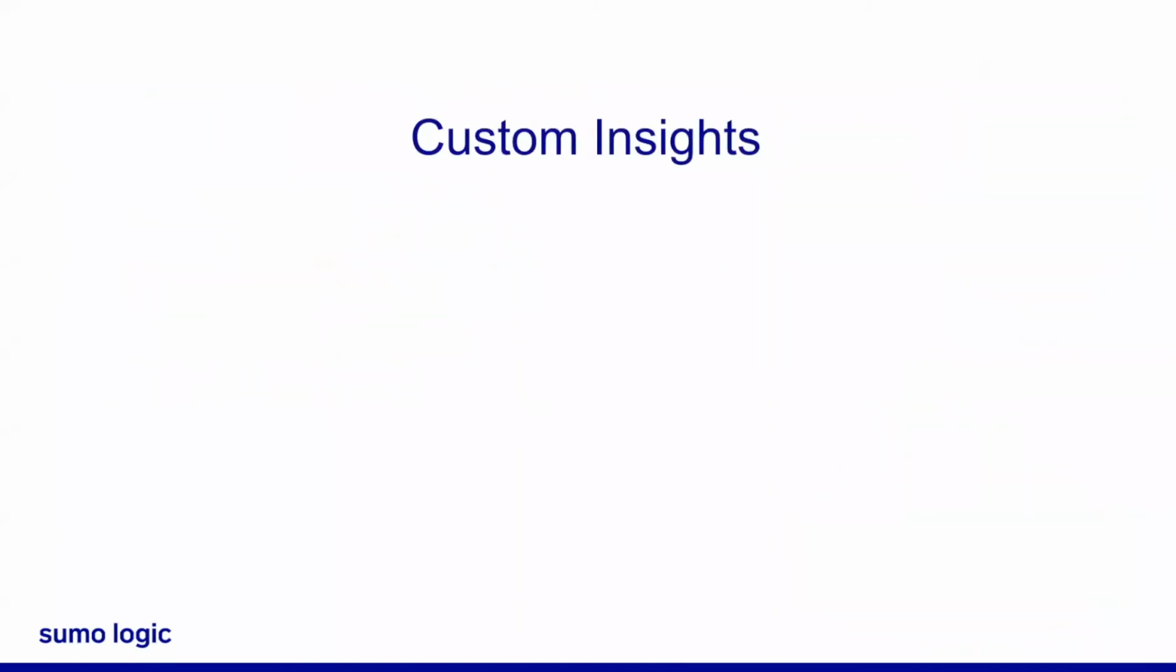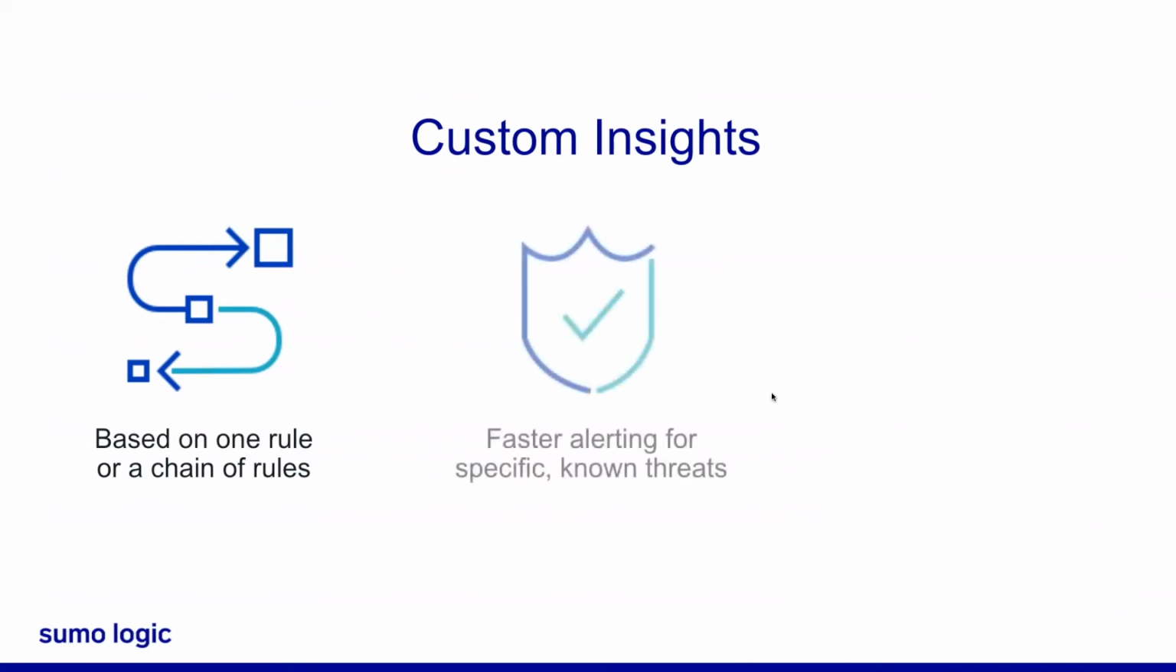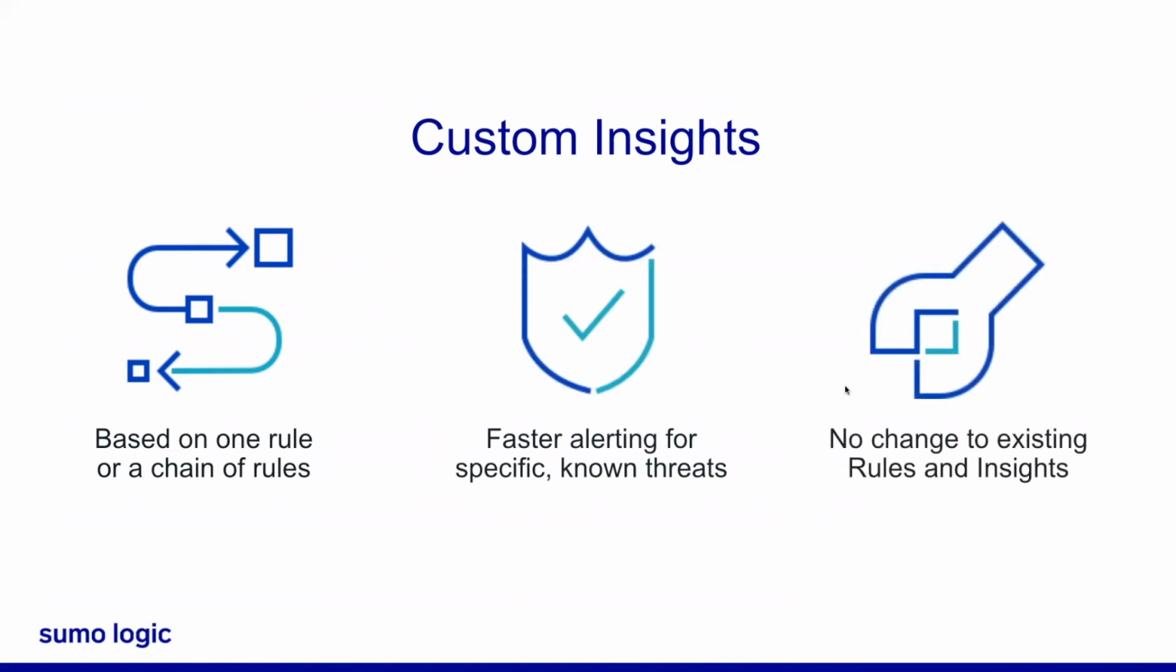Custom insights. Now, what if you do want to be alerted right away when a certain rule is triggered? Or you don't want to use that default activity score of 12? Well, that's what custom insights allows you to do. It lets you create insights based on one specific signal or a chain of signals, regardless of their severity score. This is great for known threats specific to your system. And you won't need to change any of your existing rules or insights. They're going to keep working normally. You won't have to adjust the default settings for your activity scores. So I wanted to point that out as a helpful feature of custom insights.